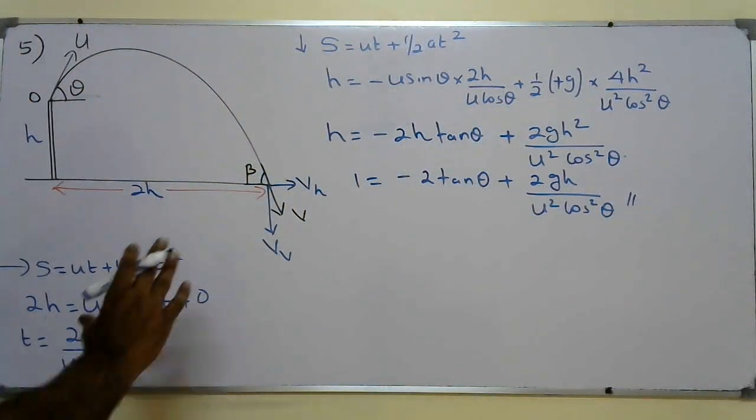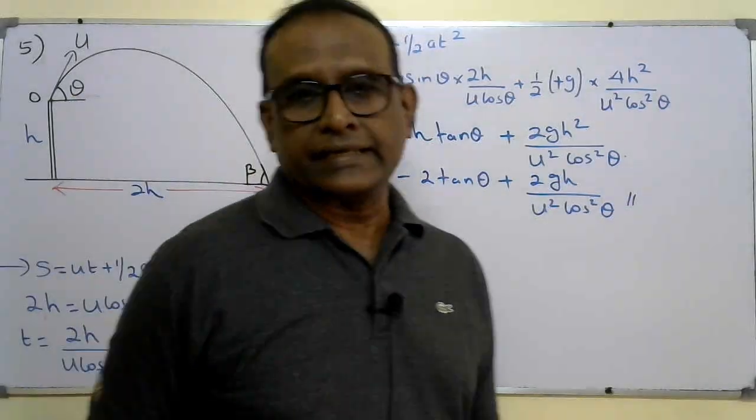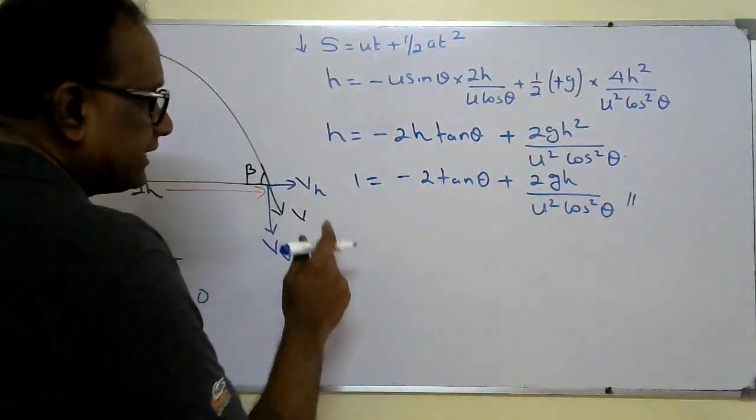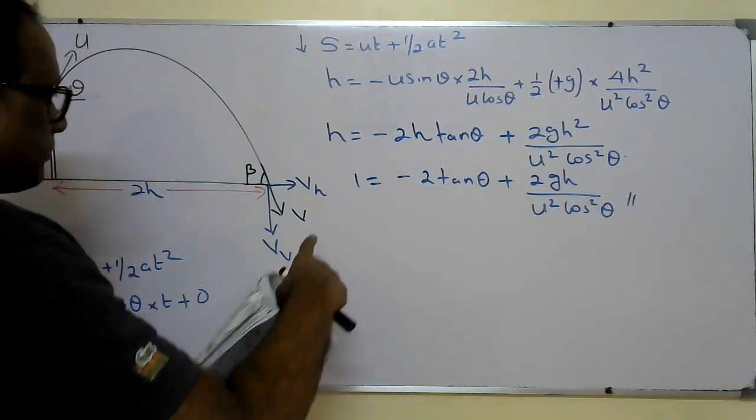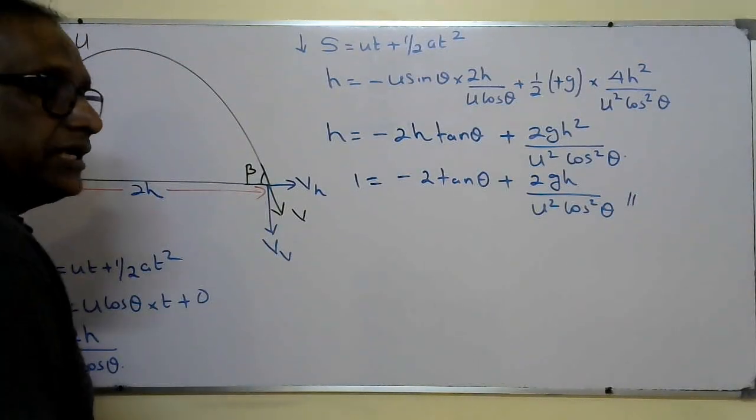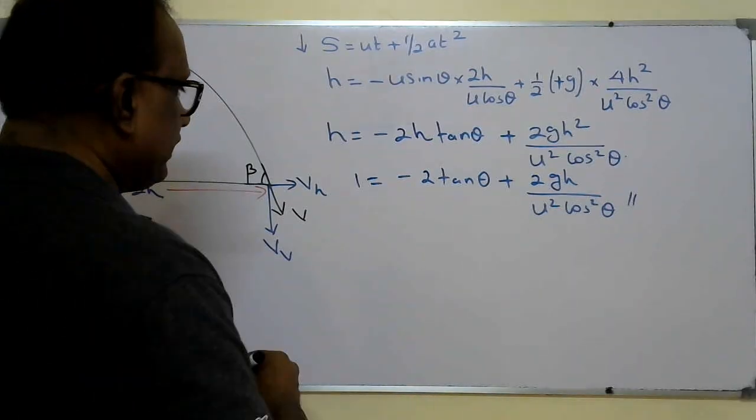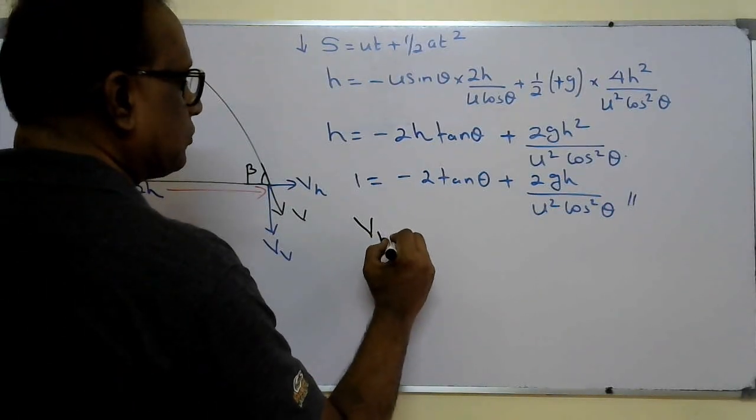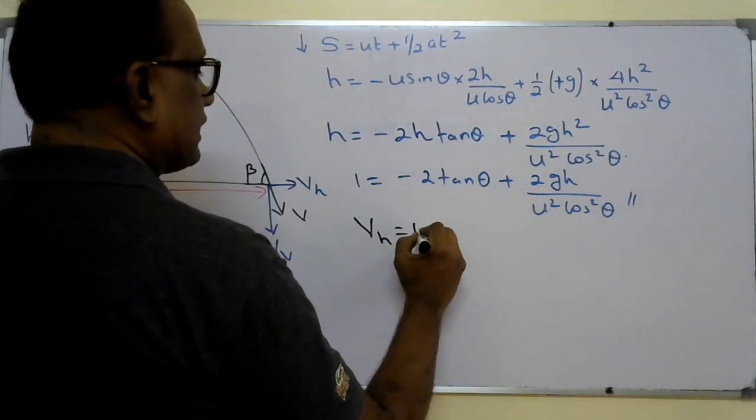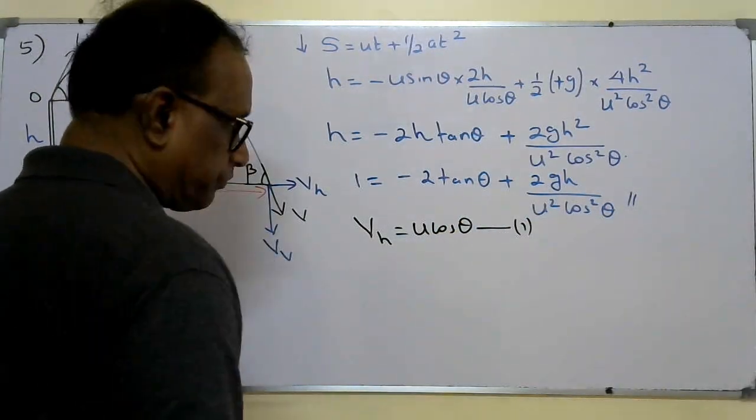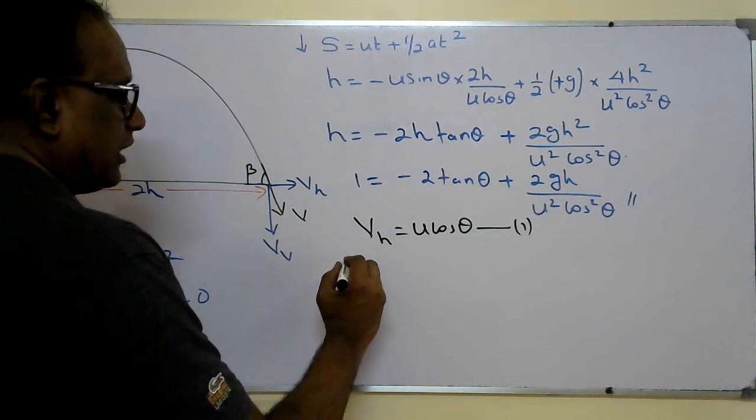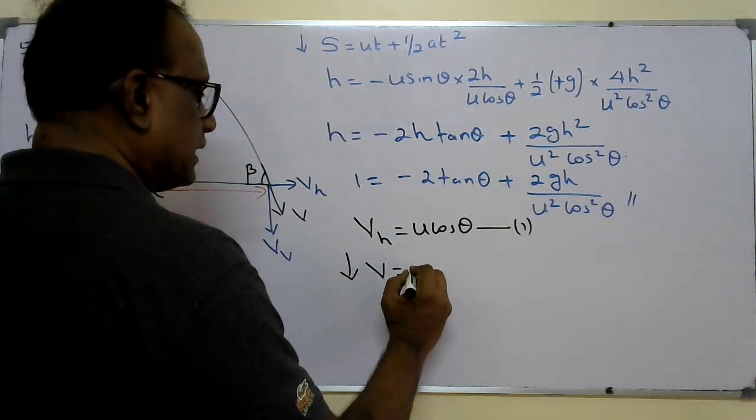Right now, the angle we have to find is tan beta. For that, VH we know. The horizontal component of velocity is the same as the initial velocity, because horizontally there is no acceleration. So the final velocity VH is going to be the initial velocity u cos theta. Make it the first equation. I need to find VV. So downwards we use v equals u plus at.